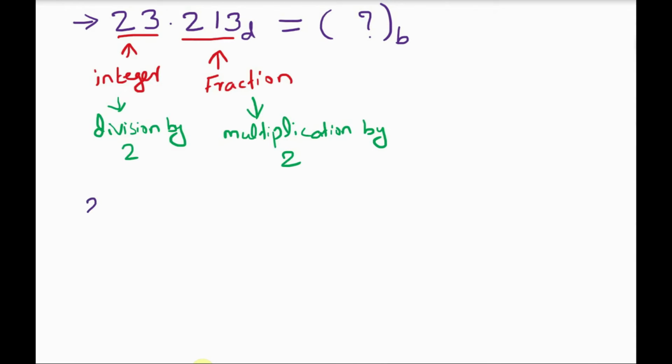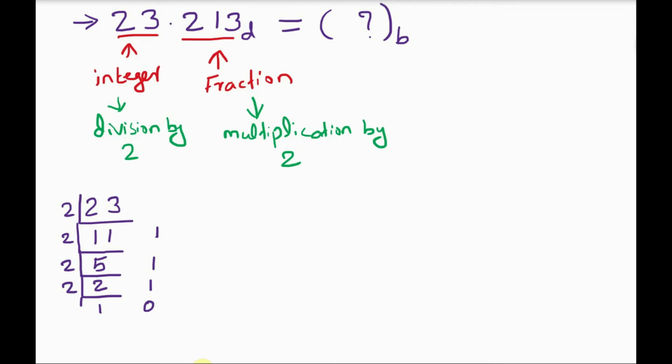That means 23. So we have to divide by 2. That is 11. 11 2s are 22. Remainder is 1. Again we will divide by 2. 5. 5 2s are 10 and the remainder is 1. Again 2. 2 2s are 4 and the remainder is 1. Again 2. 1 2 is 2 and the remainder is 0. Again we will divide by 2. 0 2s are 0 and the remainder is 1. So we got the answer.